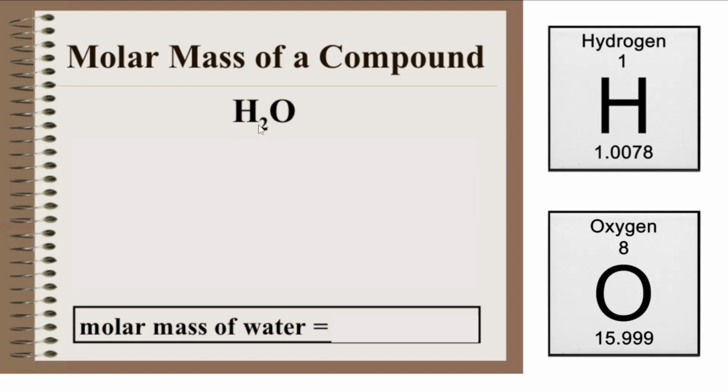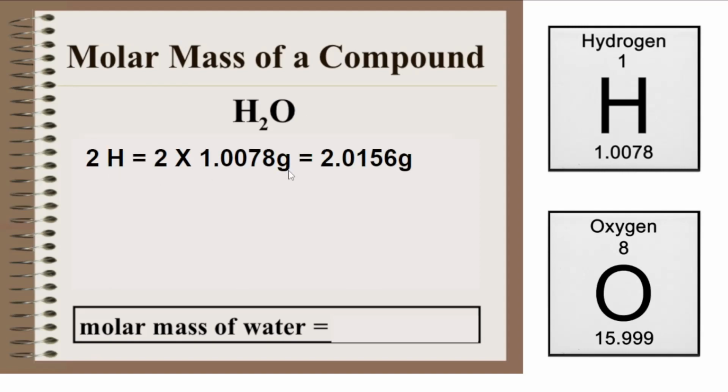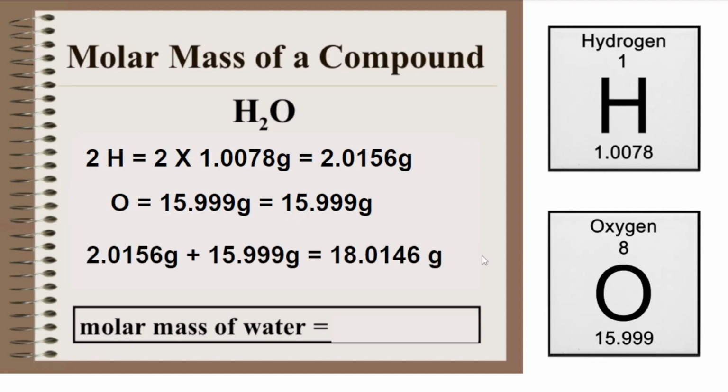If you have a compound, you use the atomic mass the same way, but you have to keep in mind that there might be more than one of each element. Water, for example. Water has 2 hydrogens, 1 oxygen. So the mass of 2 hydrogens is double the atomic mass. And then oxygen is 15.999. So you have 2.0156 plus 15.999. Add those together, that gives you the molar mass of water, which is 18.0146 grams.